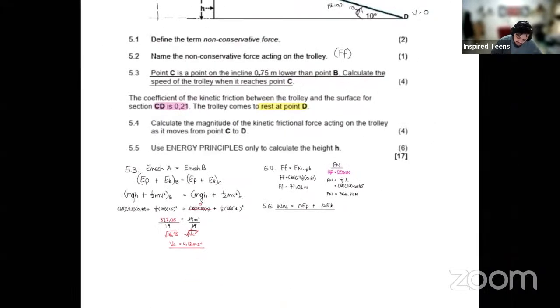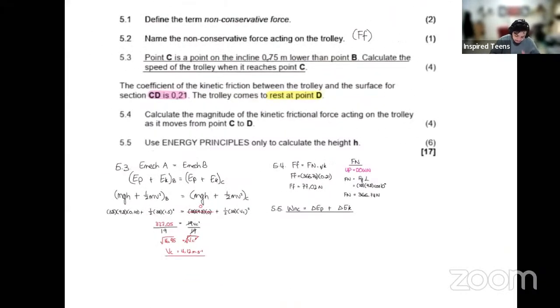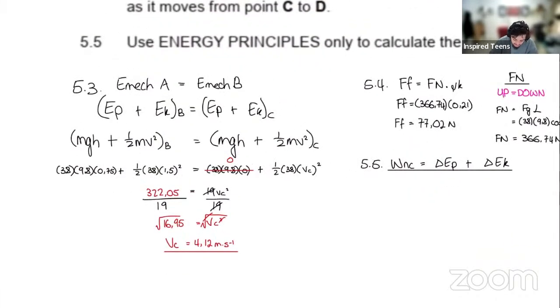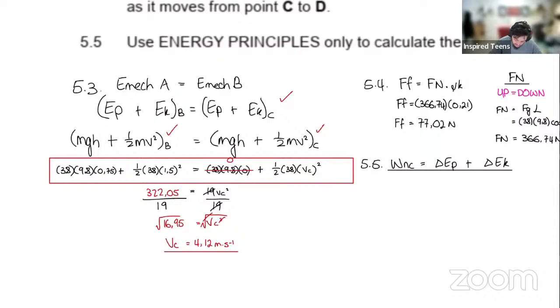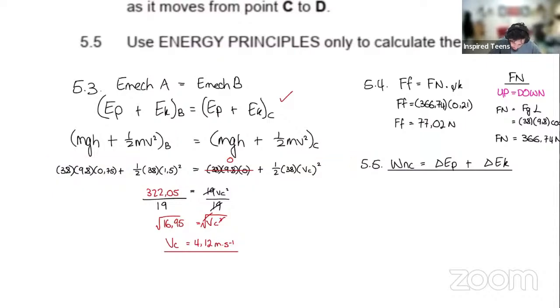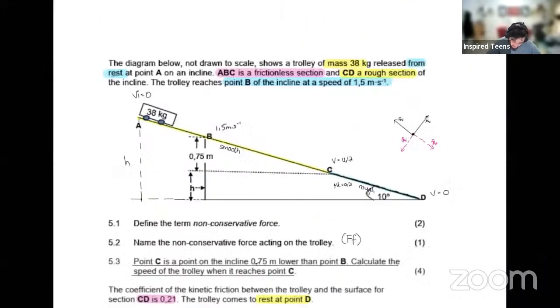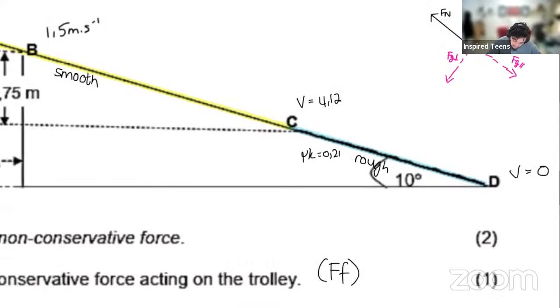This is how we use it, right? So we answered 5.3 like this. Potential and kinetic at B is equal to potential and kinetic at C. Half mv squared plus mgh at B is equal to mgh plus half mv squared at C. So we have to get potential energy and kinetic energy at both points, the initial point and the final point. Then we substituted values, and eventually we got an answer of 4,12 meters per second to the -1, and we put it into the diagram.